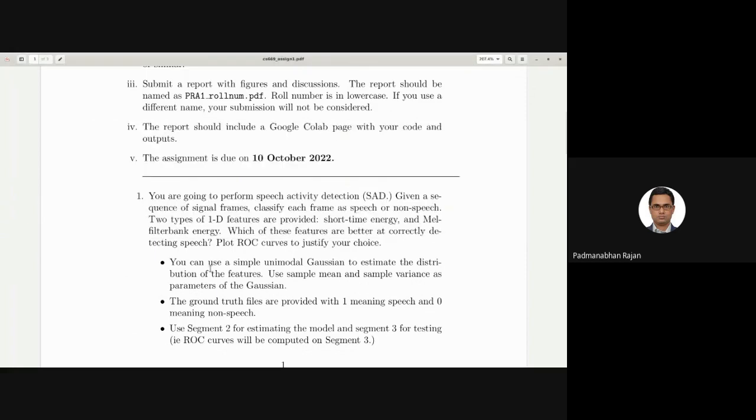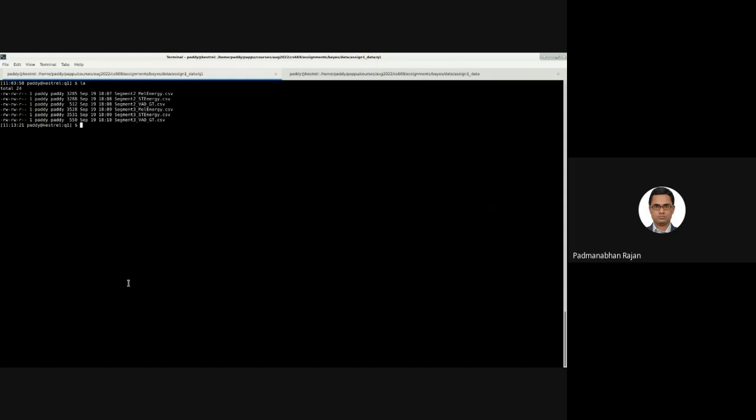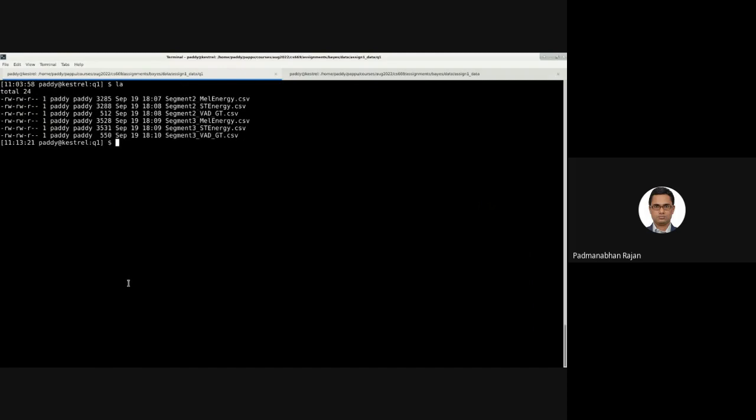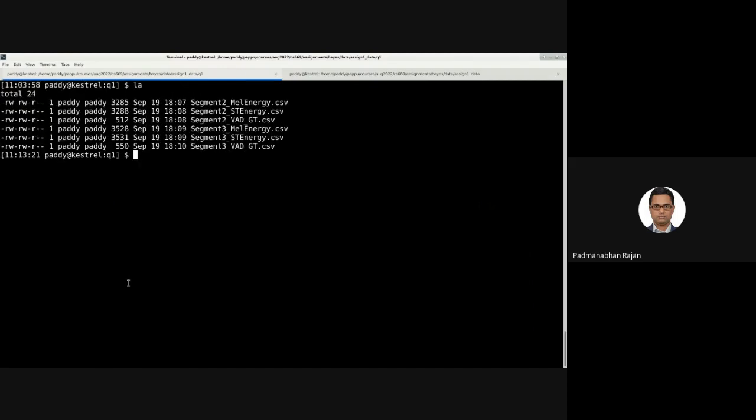For this, you will use two types of features. They are one-dimensional features, and the features are energy-based. One is the signal energy, just the short-term energy, and the other is the Mel filter bank energy. So there are two different types of 1D features. This is question 1. These are the files which I will share with you. I will also share the audio.